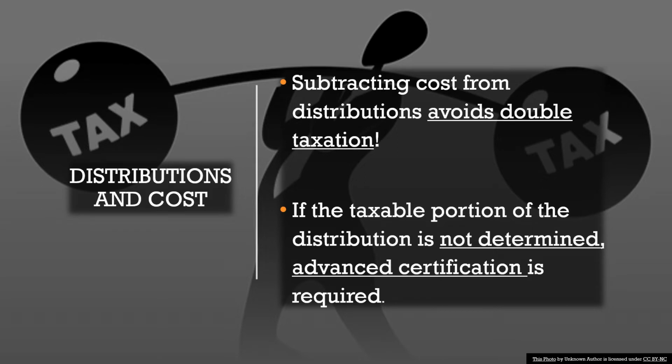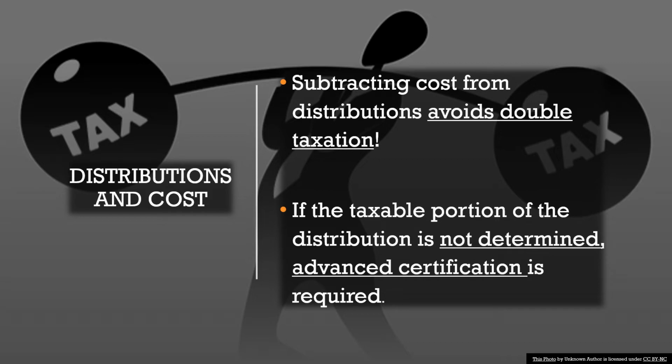Emphasizing again, the reason why we subtract the cost from the distributions is to avoid double taxation. Very often you will get a 1099-R, and it will tell you the amount of the distribution, and it will tell you the amount that is taxable. So they've already subtracted the cost basis for you. However, that's not always the case.